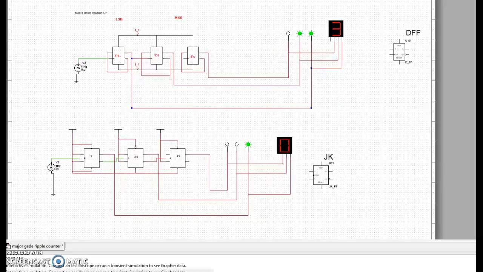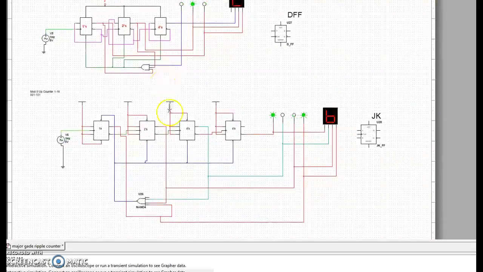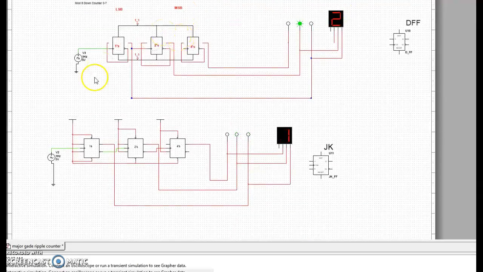I think this is the right one. Okay, I'm sorry, I forgot to say that these were truncated. These 2 were truncated up here, and these 2 are not. This one counts up. I'm sorry, this one counts down, this one counts up.